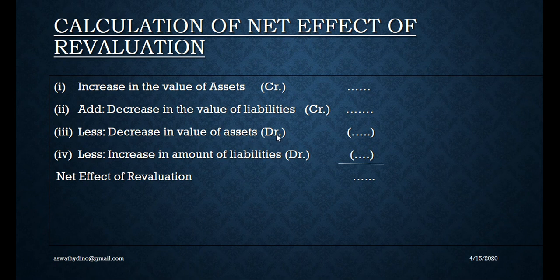So debit balance, revaluation account, debit balance. That one is a negative figure. You need to deduct that one. Then increase in amount of liabilities, that is also a loss, is it? So that comes on the debit side of revaluation account, negative balance. And for the net effect of revaluation, take the total of these two. From this one you need to deduct this one. You will get the net effect of revaluation. This is the amount to be adjusted between partners. Okay, fine. Hope it is clear.